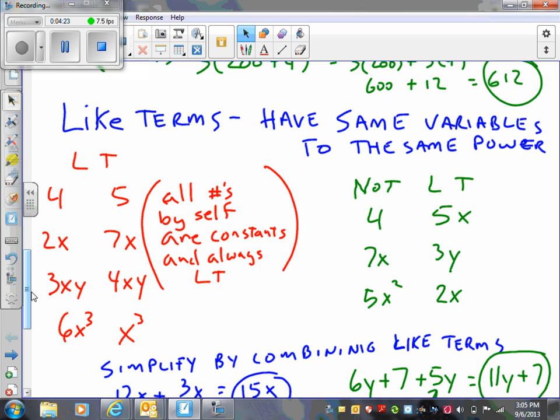Now, some things that are not like terms, a couple of examples would be 4 and 5x. 4 doesn't have a variable, 5x does. 7x and 3y, they don't have the same variable. 5x squared and 2x, they do have x for a variable, but one of them has x squared and the other one doesn't. So we can't combine them.